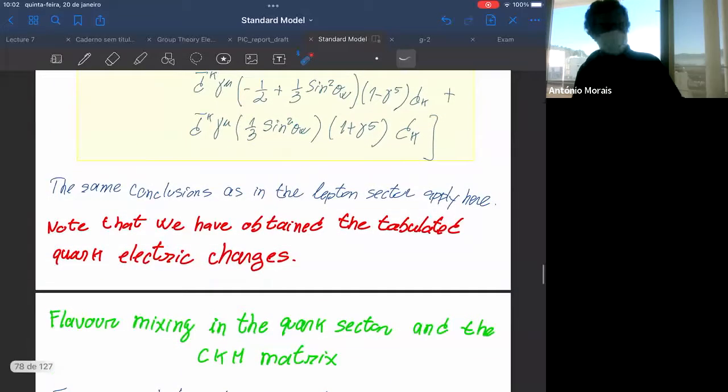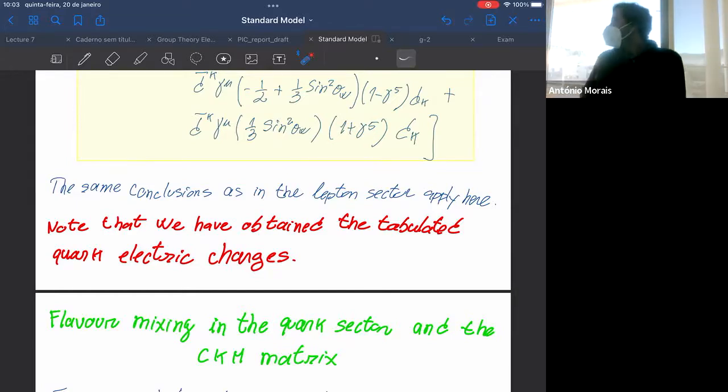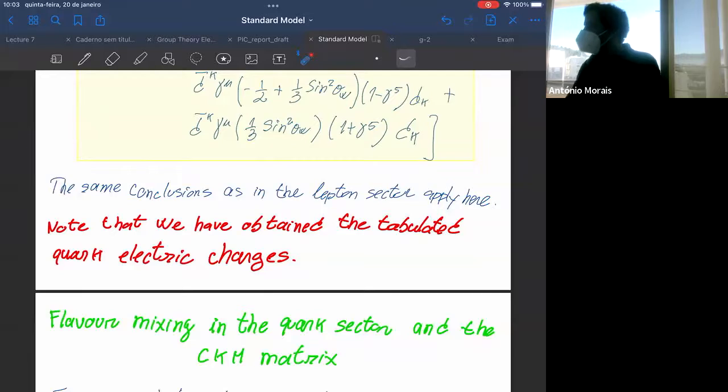Right, so let's now add some more fun to the game. Today's lecture is going to be on flavor physics, an introduction to flavor physics. We are going to see one of the things that Osvaldo was saying in the previous lecture: this is weird, in a constructive way, having three generations.